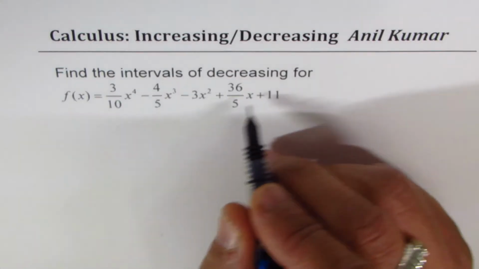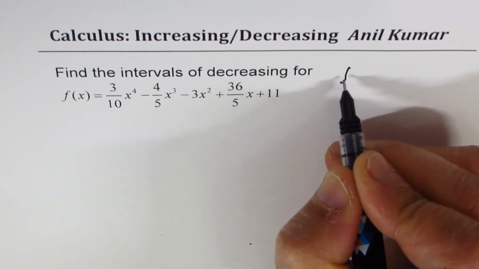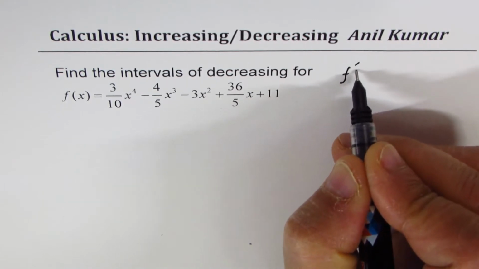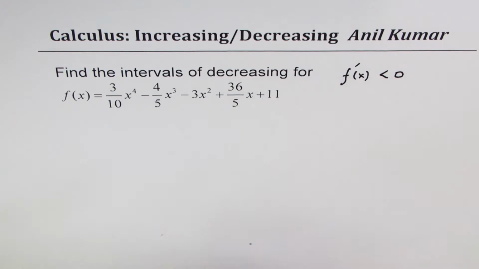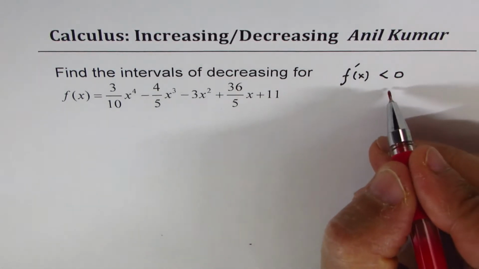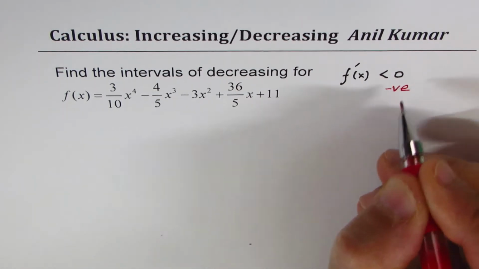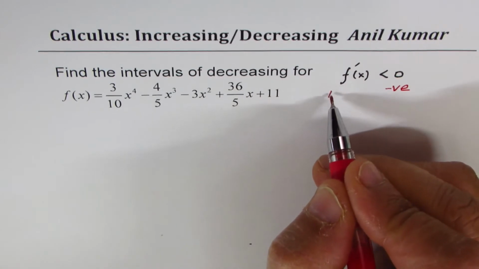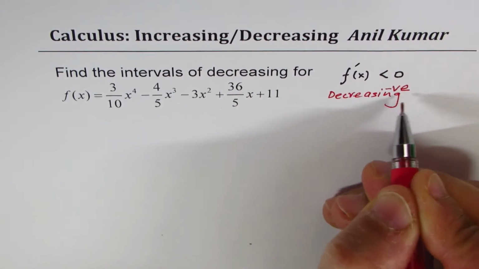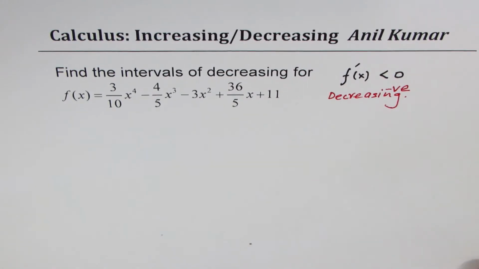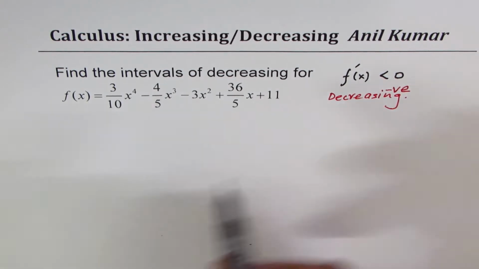Now Melissa, as you know, the interval of decreasing will be the interval where the derivative of the function is less than 0. It is negative, right? So wherever the derivative of the function is negative, we have a decreasing interval. So that should help. You can always pause the video, find the solution, and then check with my solution, correct? Okay, so let's go ahead.